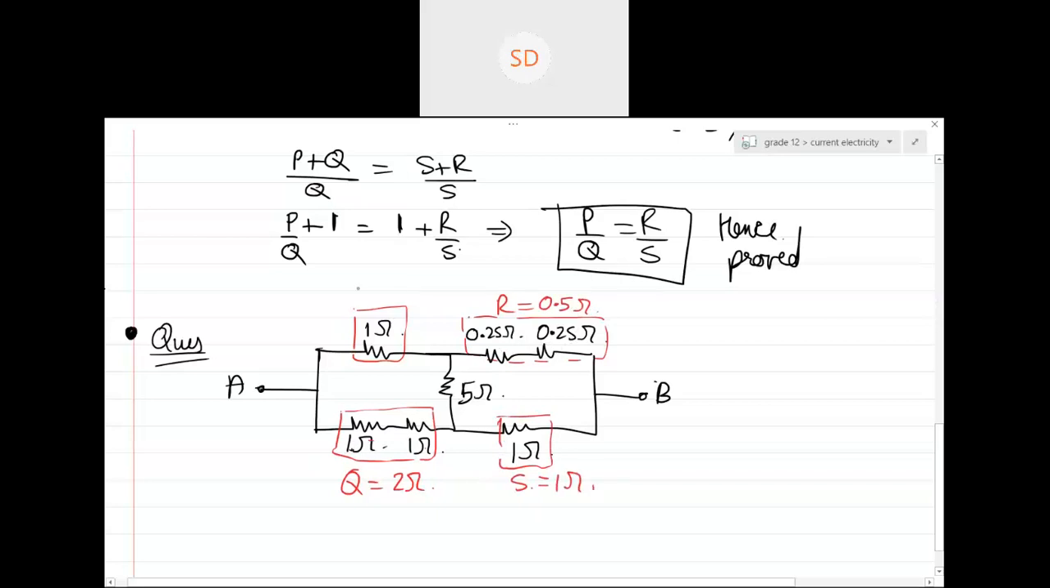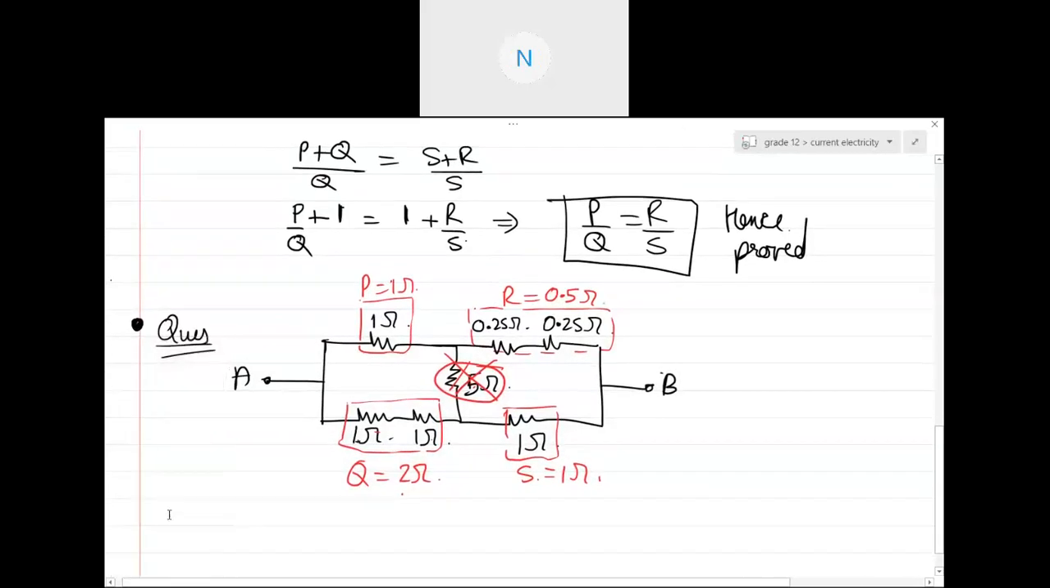So can you see over here P is 1 ohm. So P by Q is 1 by 2 and R by S is also 1 by 2. So hence no current will flow through this resistor. So let's remove it from the circuit and the circuit will become like 1 ohm, this is 0.5 ohm, and this will become 2 ohm and 1 ohm.